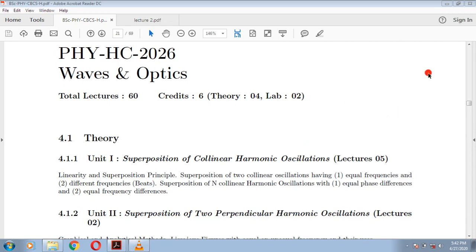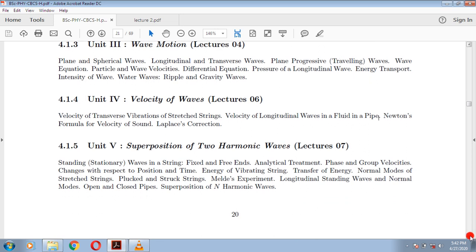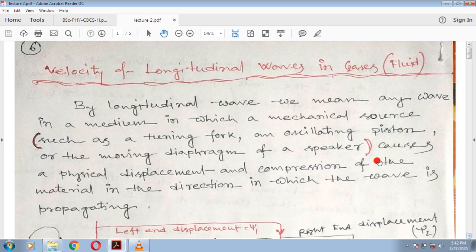Dear students, in the second paper we are discussing the 4th unit. The first topic of the 4th unit I have already discussed. Today I will discuss the second topic, velocity of longitudinal waves in a fluid in a pipe. You already have the notes, and from those I will discuss now. So velocity of longitudinal waves in gas or fluid inside a cylindrical pipe.